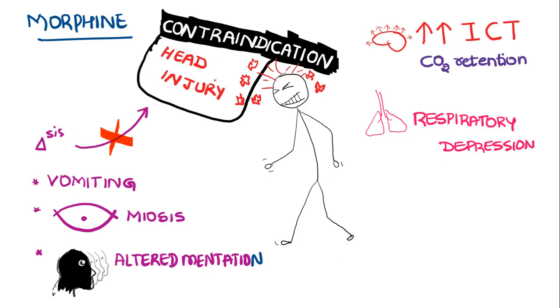So coming to morphine, the absolute contraindication for the use of morphine is head injury, because in case of head injury it can lead to a rise in intracranial tension. Since it causes respiratory depression, it can lead to carbon dioxide retention, and also morphine will interfere with the diagnosis as well as the assessment of the condition, because it can induce vomiting, it can lead to miosis, it can lead to altered mentation.